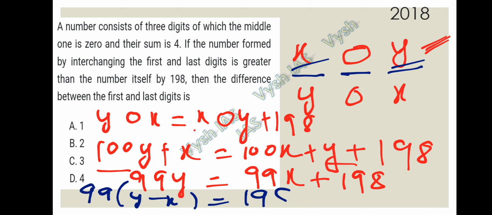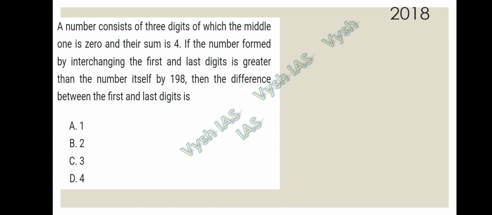That is 198. Okay. So here 198 by 99 is nothing but 2. 99 2s is 198. So the difference is 2. So the answer for this question is 2.